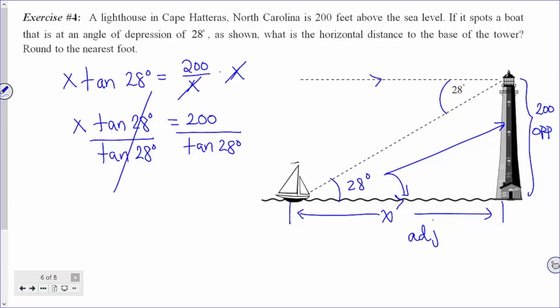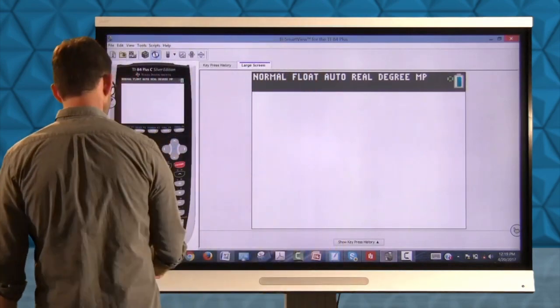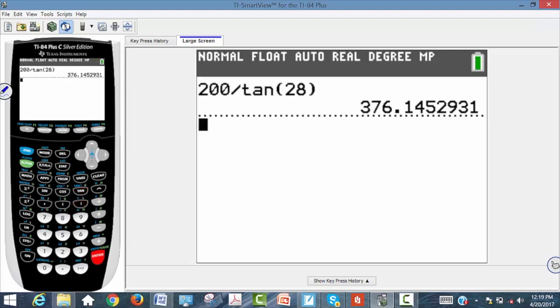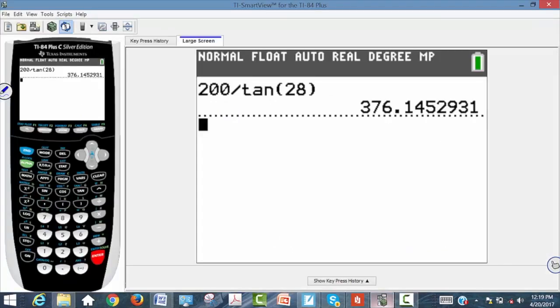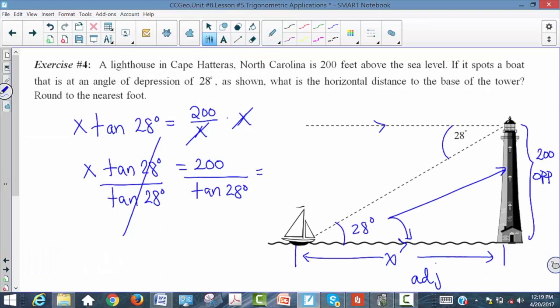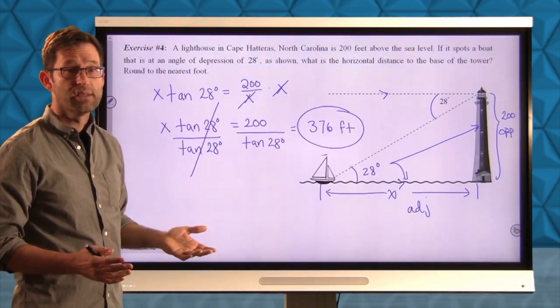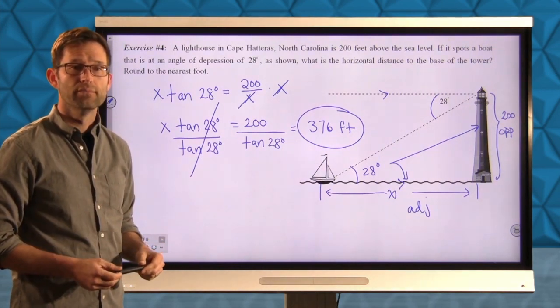And we're going to have x. We just have to take our calculator now and do 200 divided by tan 28. So let's do it. We'll clear this out. 200 divided by the tangent of 28. And it looks like we are at 376.14, etc. I bet it's rounded to the nearest integer. Let's see, what is the horizontal distance? Round to the nearest foot. 376, I believe it was. You bet. So 376 feet. All right, that's it. Pretty easy. We've got one last problem that we're going to do in a minute, but write down anything on this that you need to.